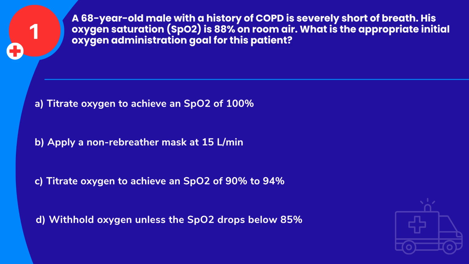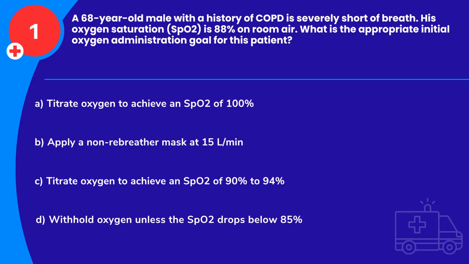Question 1. A 68-year-old male with a history of COPD is severely short of breath. His oxygen saturation, SpO2, is 88% on room air. What is the appropriate initial oxygen administration goal for this patient?